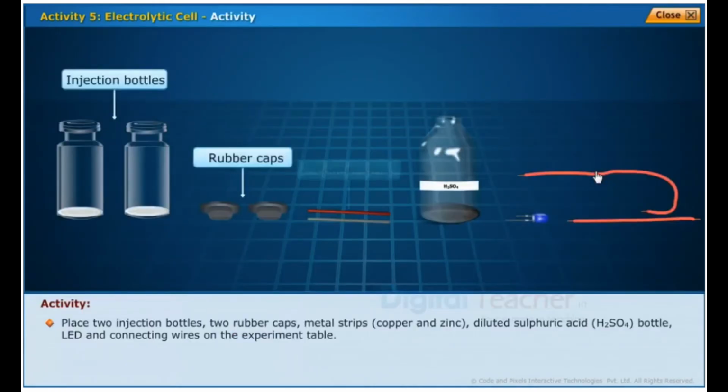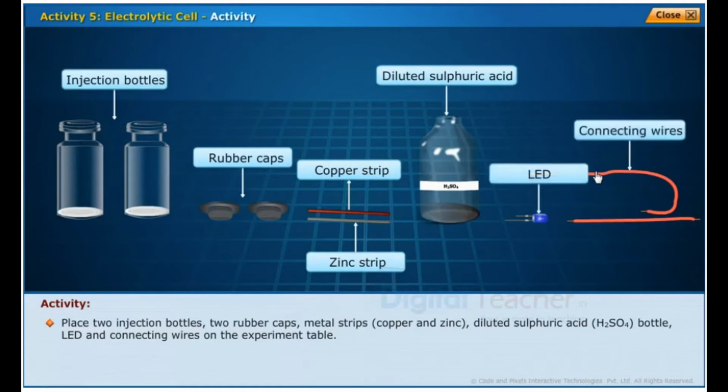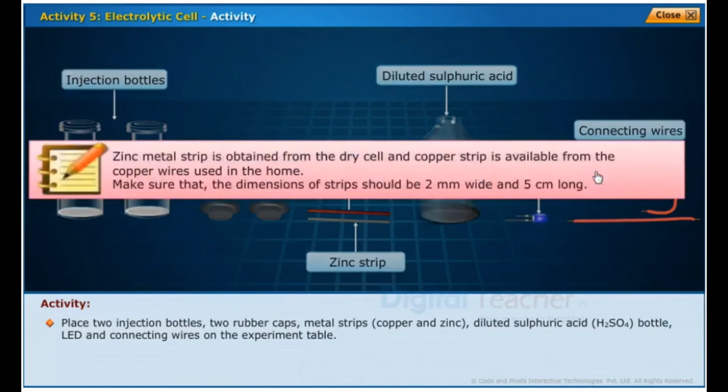Activity 5. Electrolytic cell. Place 2 injection bottles with rubber caps, metal strips of copper and zinc, dilute sulfuric acid bottle, LED and connecting wires on the experimental table. Zinc metal strip is obtained from the dry cell and copper strip is available from copper wires used in home. Make sure that the dimensions of strips should be 2 mm wide and 5 cm long.